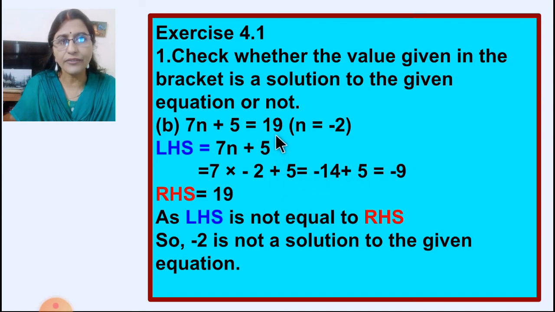Now let us see what we get in RHS. In RHS they have given 19. So are they equal? Minus 9 is equal to 19? No. As LHS is not equal to RHS, minus 2 is not a solution to the given equation. So this way you will find out, and then you will find the answer from the options and select the right option, whether this number is a solution or not.